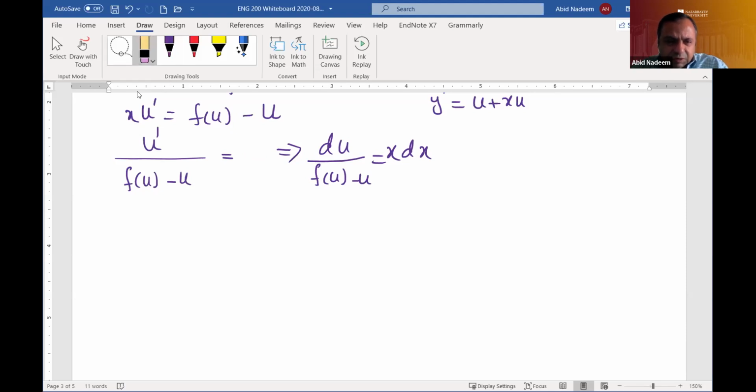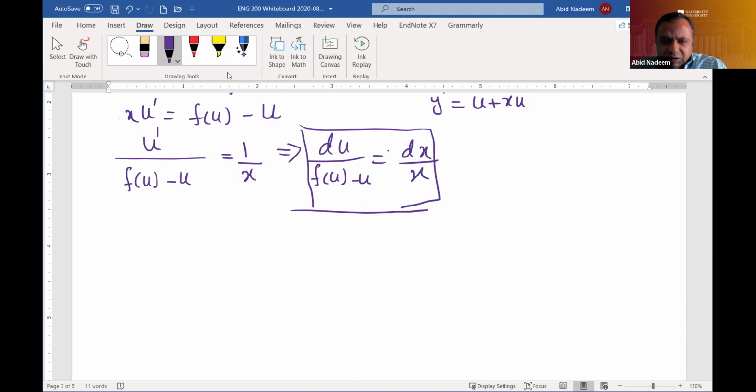Sorry, x will be in the denominator, because x we are going to take on that side, so it will be dx over x. So now this is a separable ordinary differential equation.